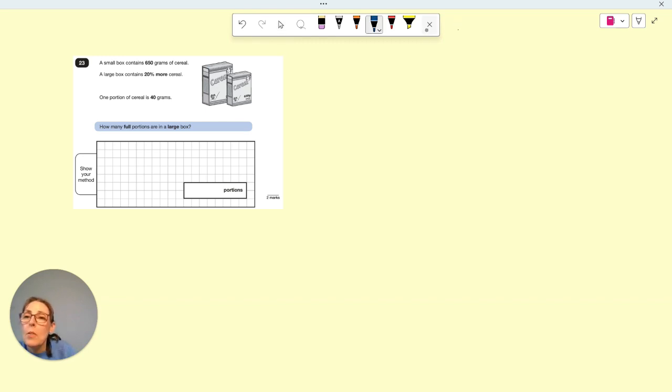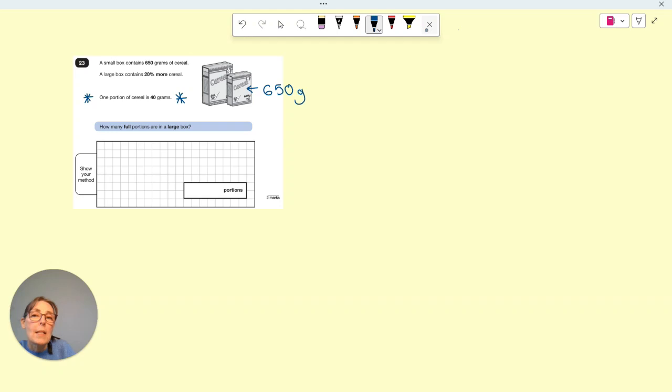Question 23. A small box contains 650 grams of cereal. So this one, it says there, doesn't it? It says 650 grams. The large box contains 20% more cereal. Right, I'm not going to ignore this. I'm going to come back to this in a minute. I just need to sort out how much is in the large box.